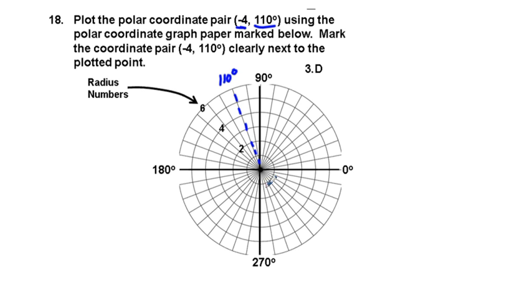So we have to go the opposite direction down here to get -4. And so it's going to be this point right here. And to mark clearly, we're going to put next to it the coordinate pair, and these instructions, -4, 110 degrees. So on this question here, you could be given a positive or a negative radius. In this case, a negative. So just be aware of that.